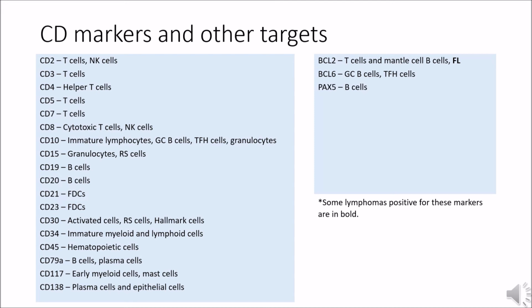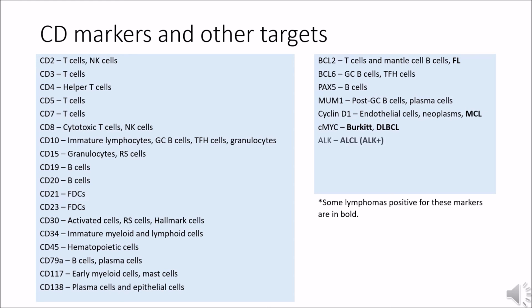PAX5 is a B-cell lineage-specific transcription factor. This nuclear marker is especially helpful if a patient has received anti-CD20 therapy. MUM1 is a transcription factor commonly used for post-germinal center B cells and plasma cells. Cyclin D1, also known as BCL1, is a cell cycle regulator. It is found in a variety of neoplastic and non-neoplastic cells, including over 95% of mantle cell lymphomas. c-MYC is a proto-oncogene overexpressed in certain lymphomas, such as Burkitt lymphoma and DLBCL, secondary to translocations.